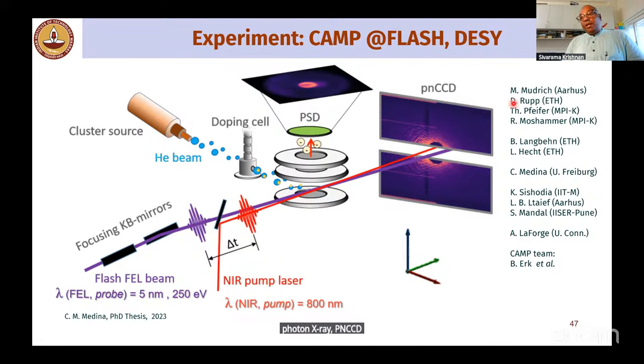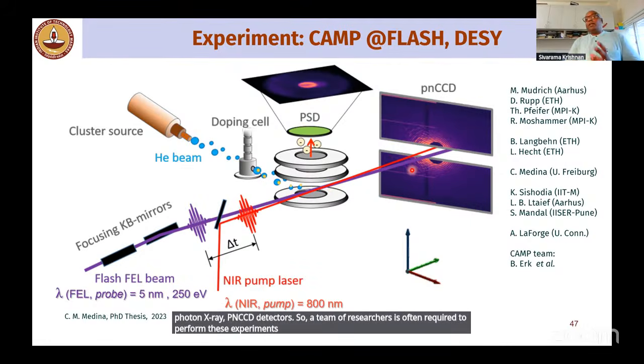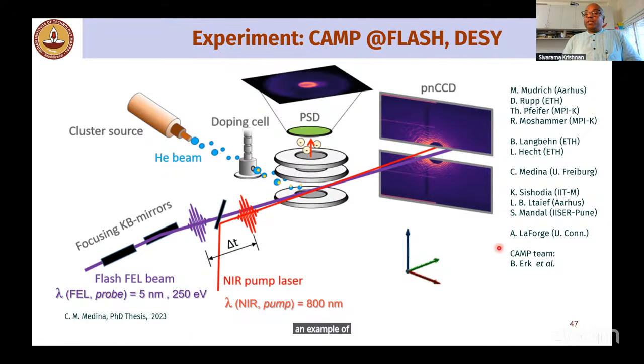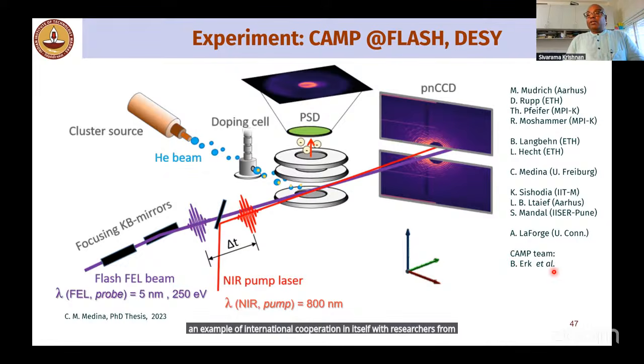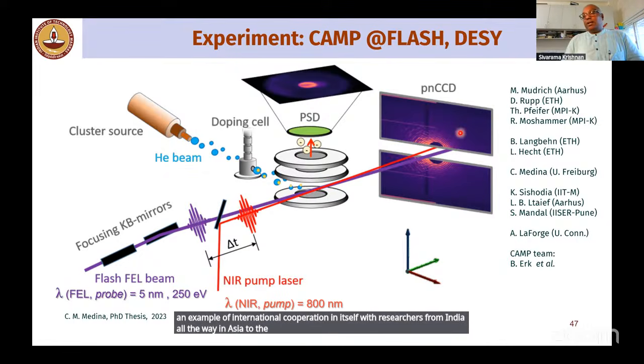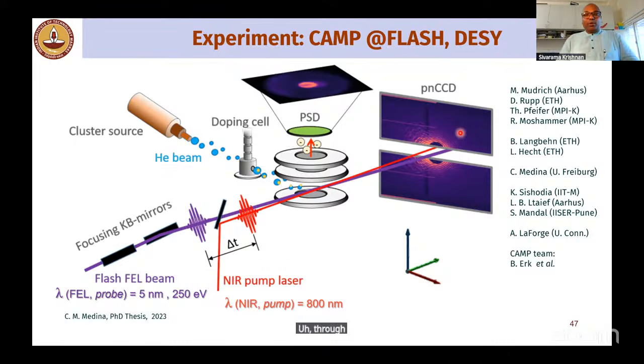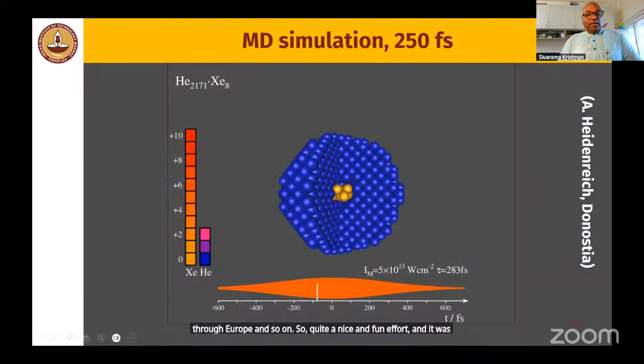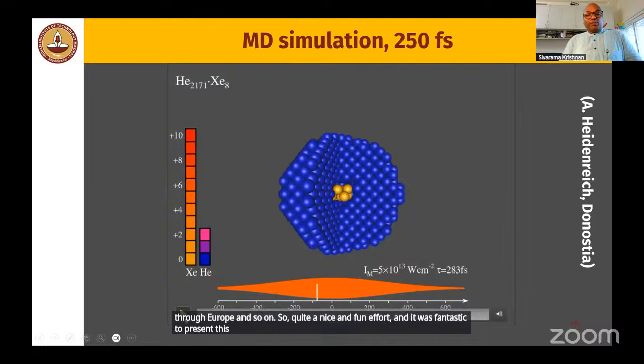We can capture the scattering pattern on these very special single photon X-ray pnCCD detectors. A team of researchers is often required to perform these experiments, where the facility grants a successful proposal only a few days and few nights to complete their work. So this was quite an example of international cooperation in itself, with researchers from India all the way in Asia to the US and through Europe and so on. It was quite a nice and fun effort, and it was fantastic to present this proposal and lead this experiment.